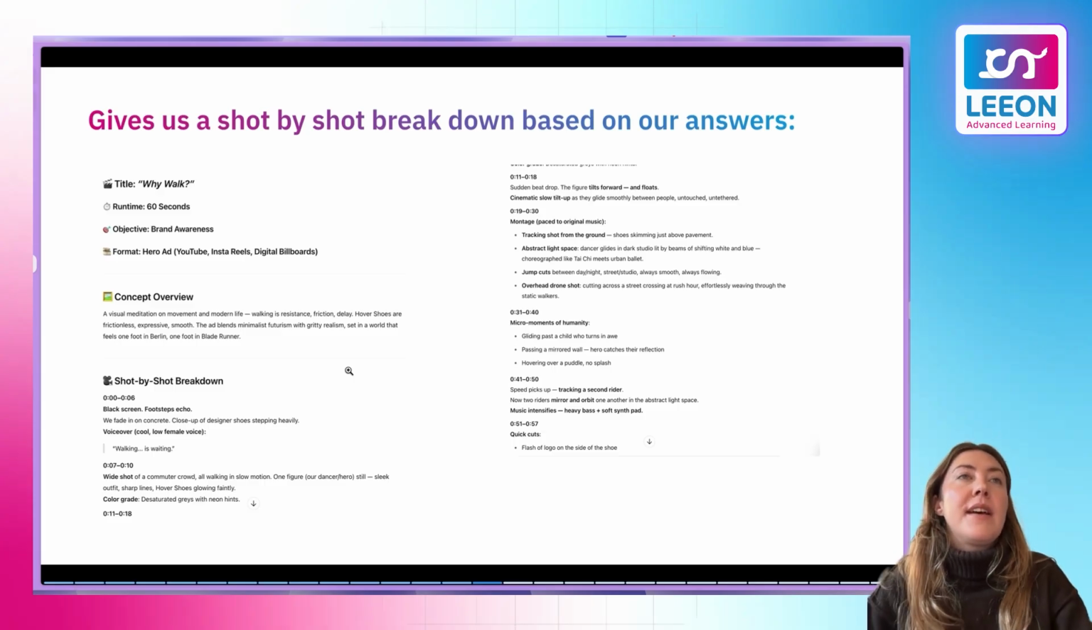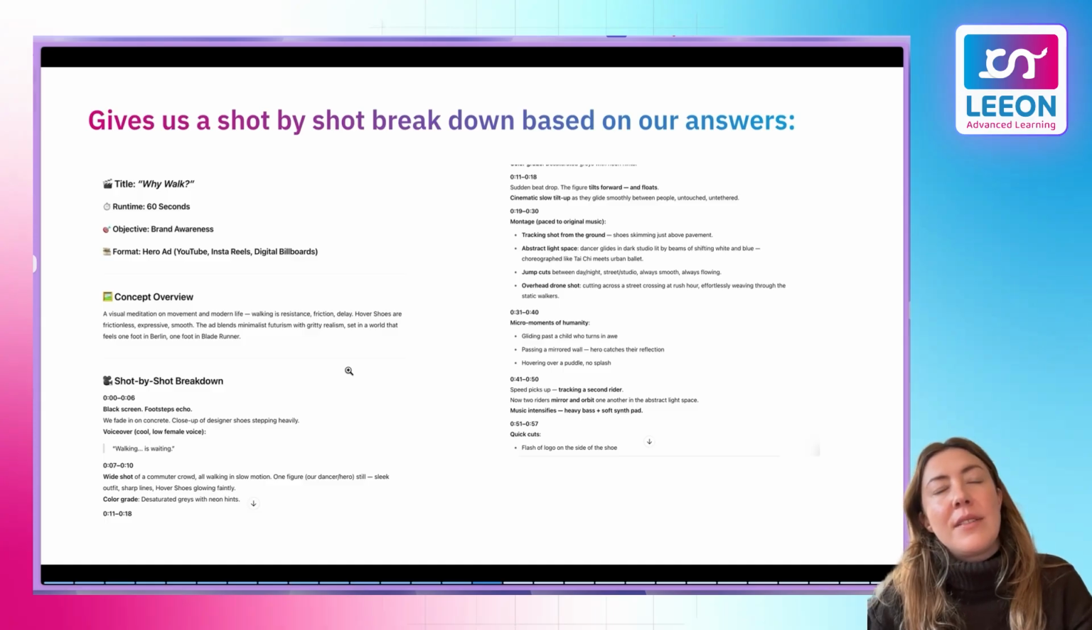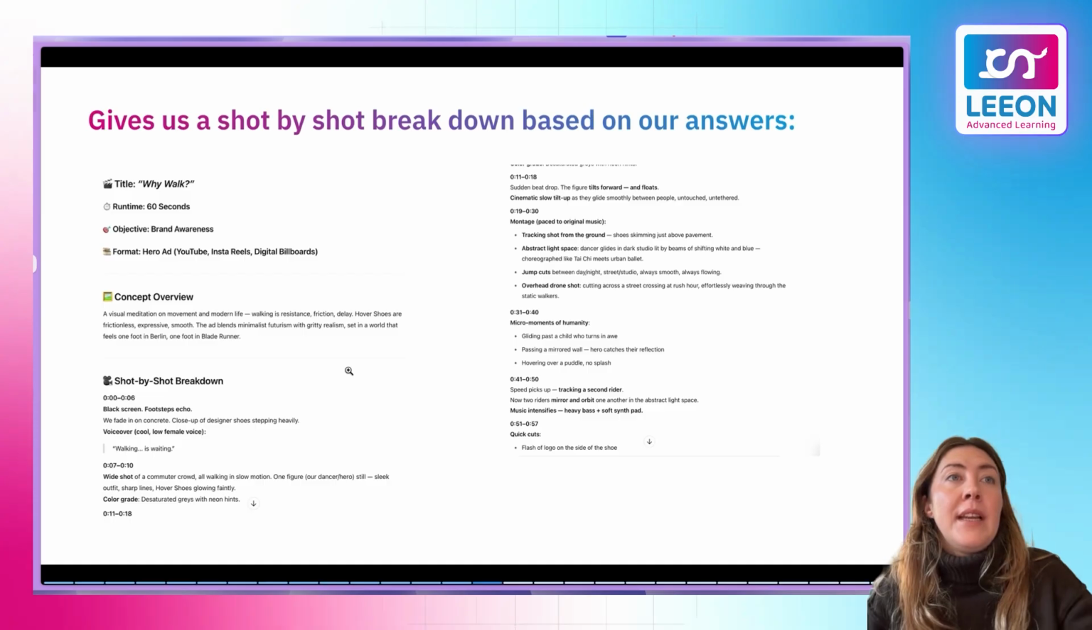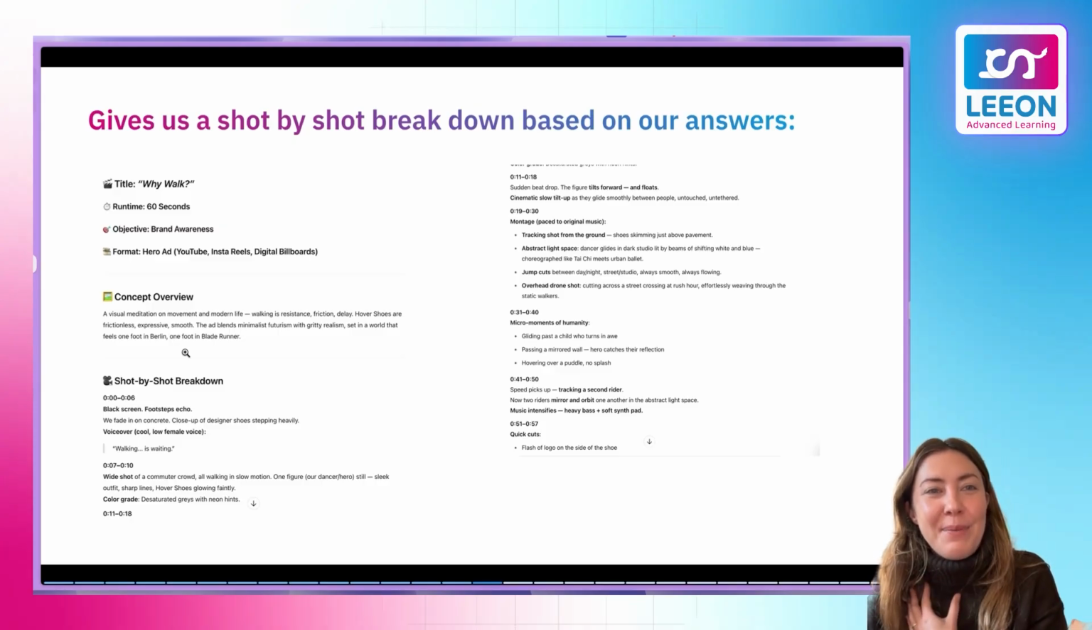So we now have our title, which is Why Walk. The runtime is 60 seconds. Our objective is brand awareness. And it also gives us a little format as well. We have a concept overview. This is really good because now we can see whether ChatGPT understood what we were trying to put across here.